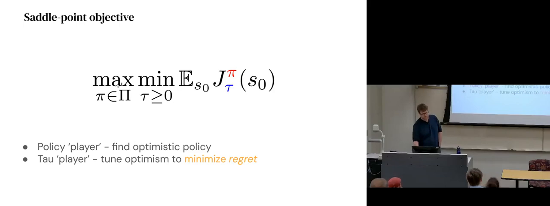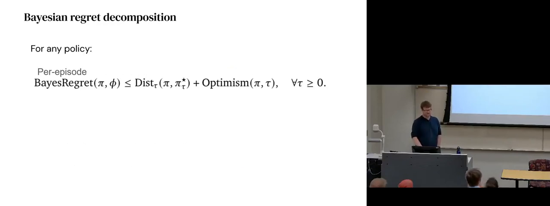So this saddle point objective. If you were able to do this exactly, you'd just recover the exact Boltzmann policy, as if you'd solved the Bellman equation exactly and so on. The policy player is trying to find an optimistic policy that maximizes the value function. And the temperature tau player is trying to tune the temperature, the optimism, to minimize. We'll see in a second what it's doing.